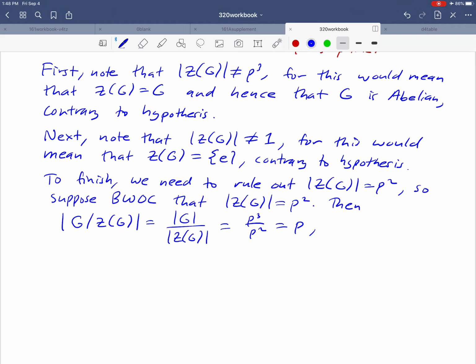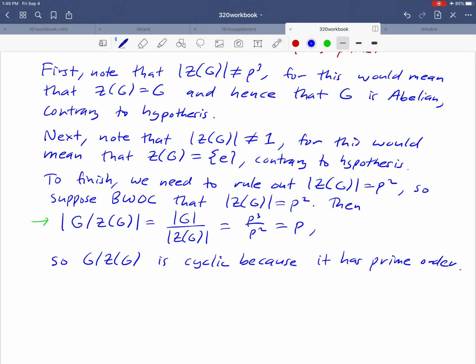We have another theorem, thinking way back to work that we did when we were talking about Lagrange's theorem, that says that every group of prime order is cyclic. So what we've demonstrated is that this factor group, G mod Z of G, has to be cyclic because its order is a prime. So G mod Z of G is cyclic because it has prime order.